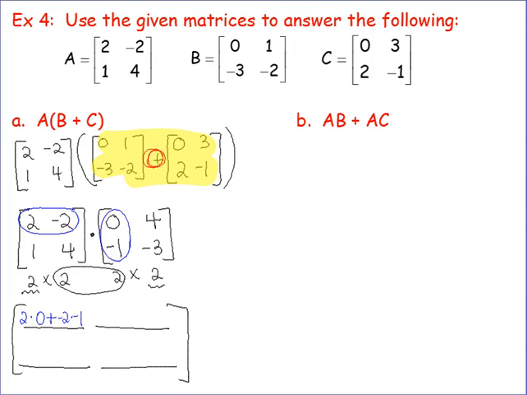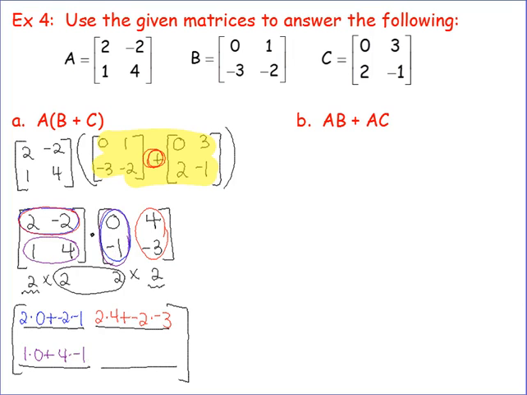New color. Top right. So moving over here. 2 times 4 plus negative 2 times negative 3. New color. Moving back down to the bottom. So bottom left, 1 times 0 plus 4 times negative 1.